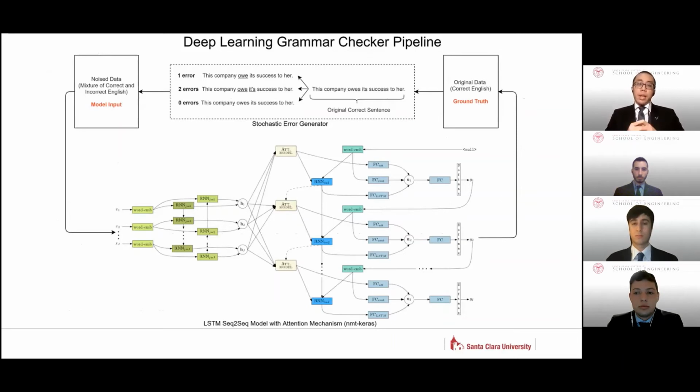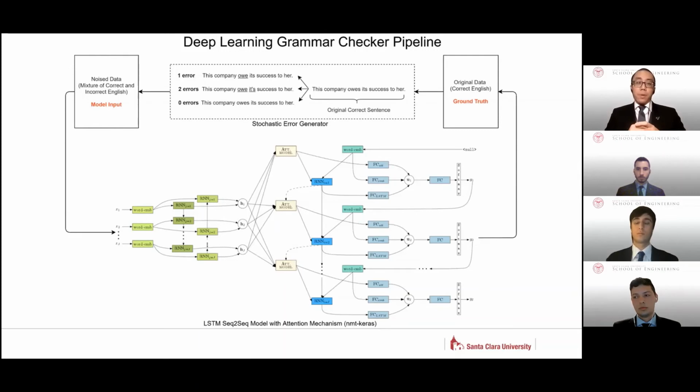I would like to discuss next the complete deep learning grammar checker pipeline in our application. First, we have the ground truth, which is the original data, correct English for sure. And we feed this ground truth into the stochastic error generator, which creates some variants of one original correct sentence. For example, here we have "the company owes its success to her." That's the one original correct sentence from the data set. Then it would create 3 new sentences, the variants of the original one. Sometimes the variant contains no errors, sometimes the variant contains multiple errors.